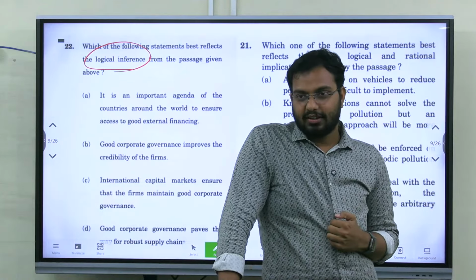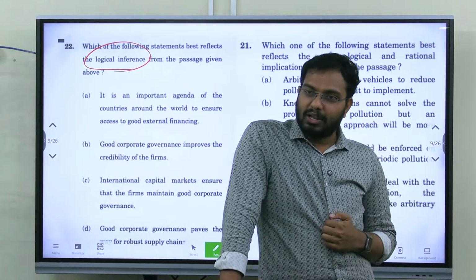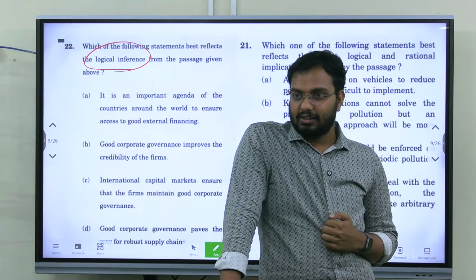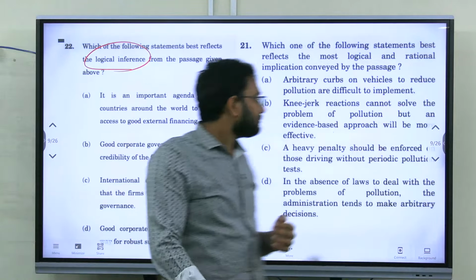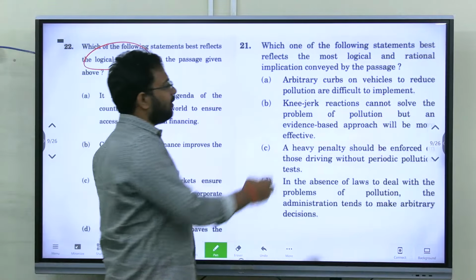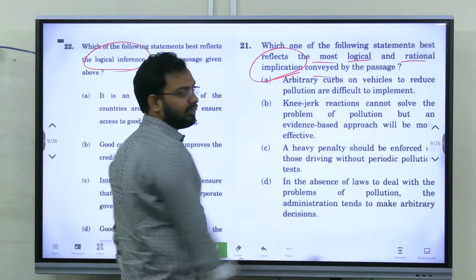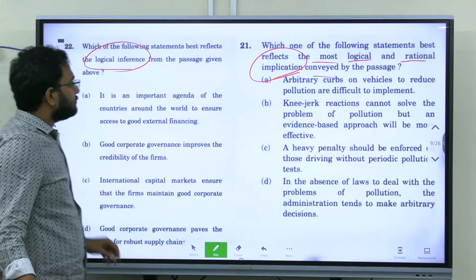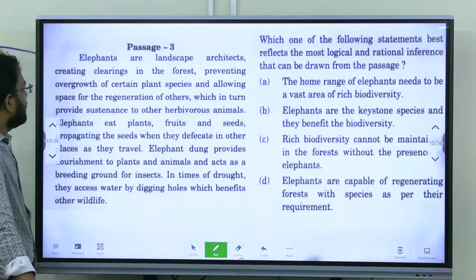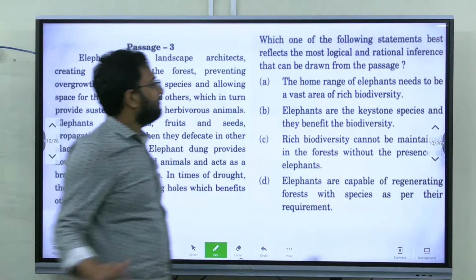Tell me. Are inference and implication the same? No, are implication and crux of the message the same? Are implication and theme of the message the same? So I want us to know. Now see the next one. What is the most logical and rational implication conveyed by the passage? So these are keywords. Next. So again it is inference.